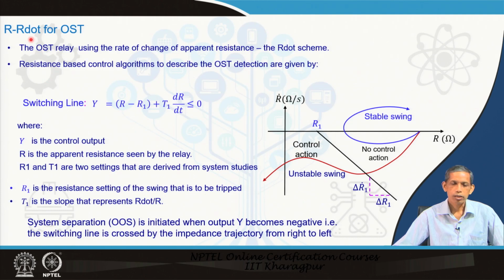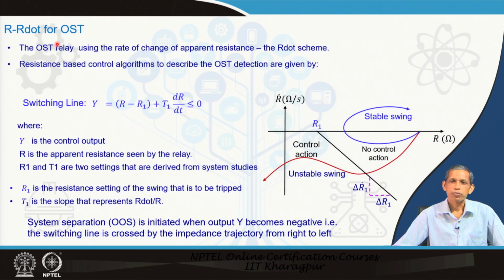The R-Rdot approach is used for out of step tripping specific utility only. We know that when the apparent impedance becomes smaller than a value, then the distance relay should go for a trip decision.